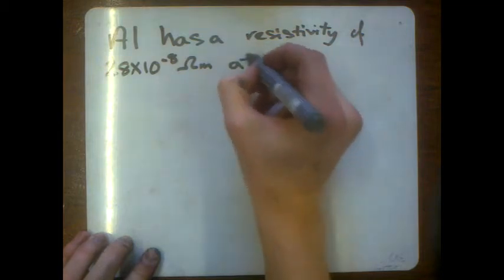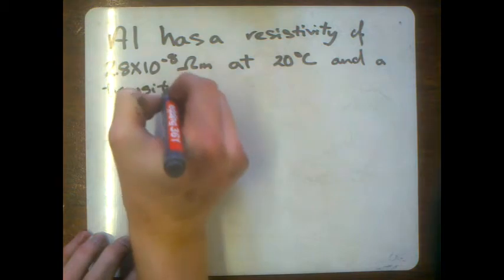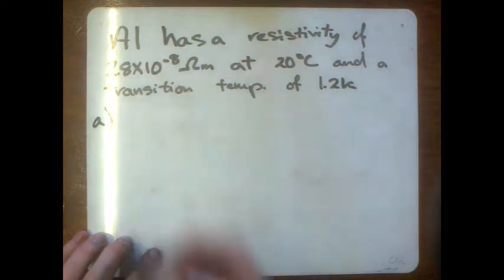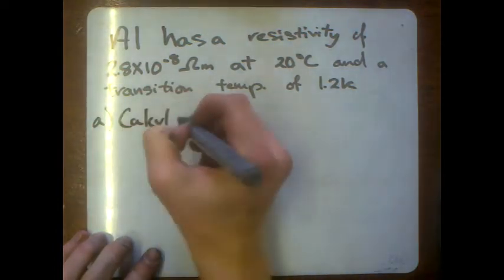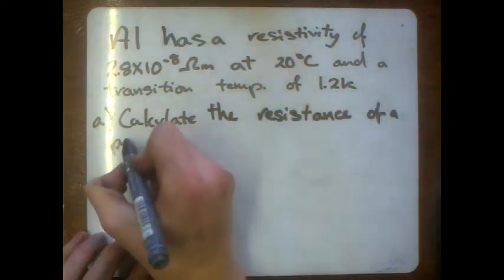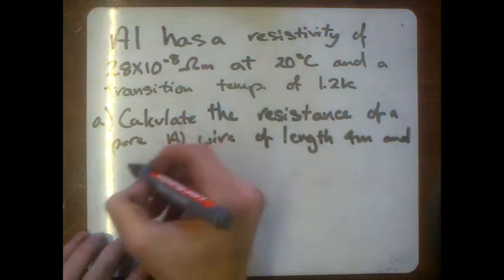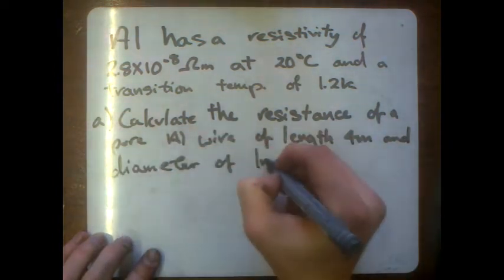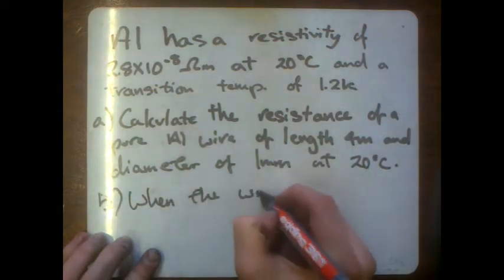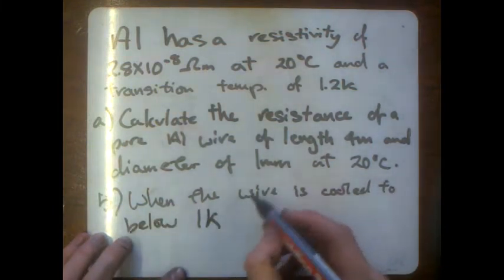Here is an example question. Aluminium has a resistivity of 2.8 times 10 to the minus 8 ohm meters at 20 degrees Celsius and a transition temperature of 1.2 Kelvin. Part A. Calculate the resistance of a pure aluminium wire of length 4 meters and a diameter of 1 millimeter at 20 degrees Celsius. Part B. When the wire is cooled to below 1 Kelvin, what is the resistance? Explain.